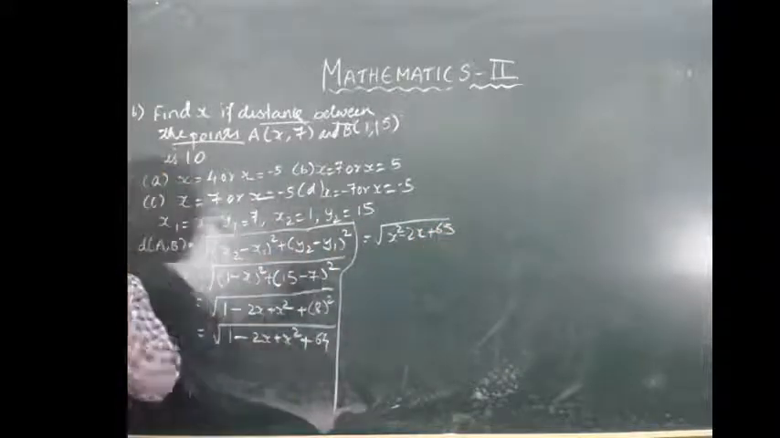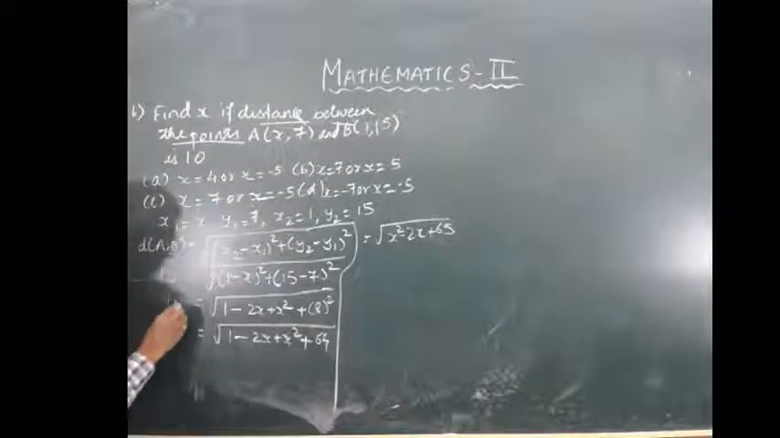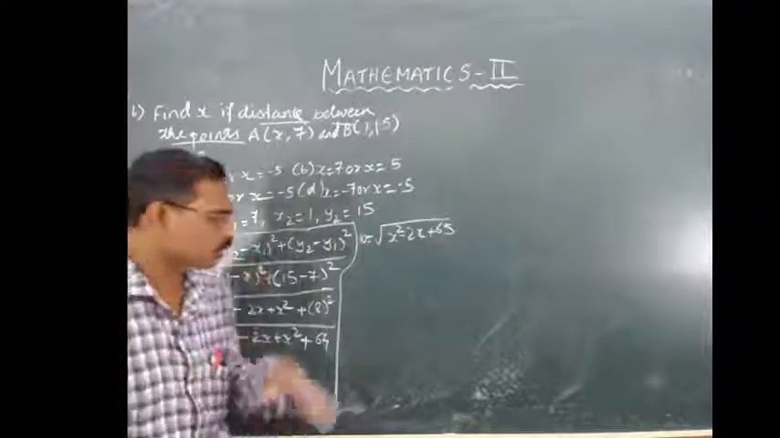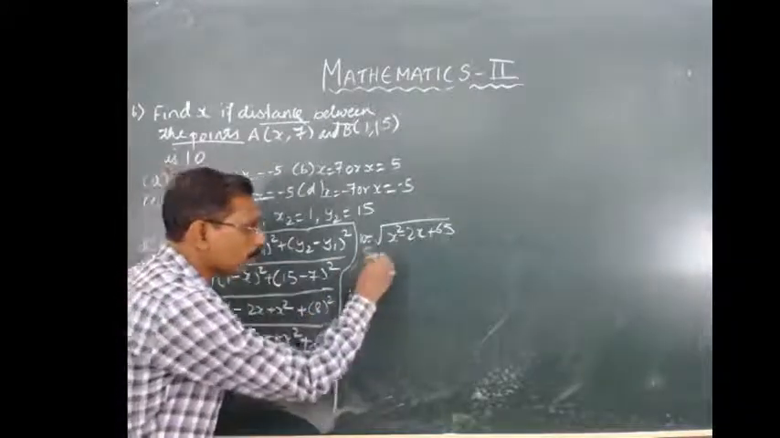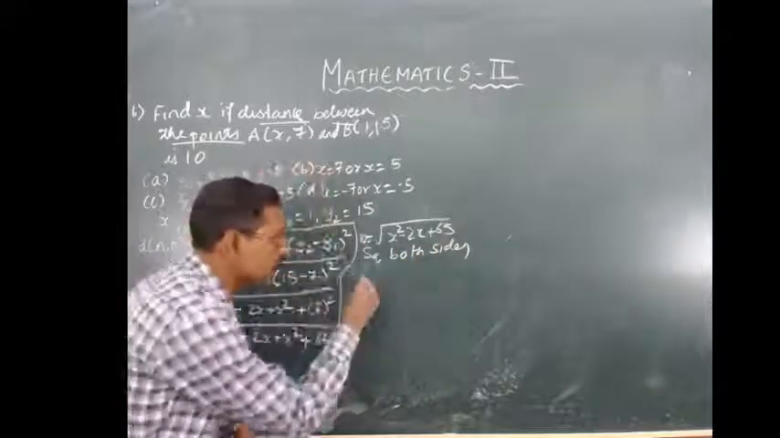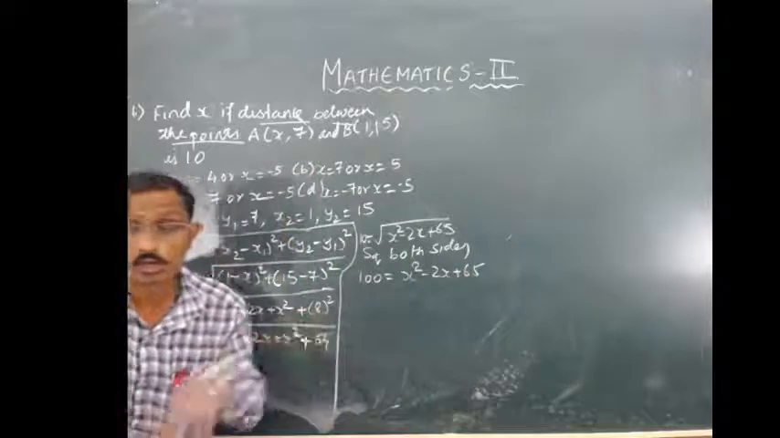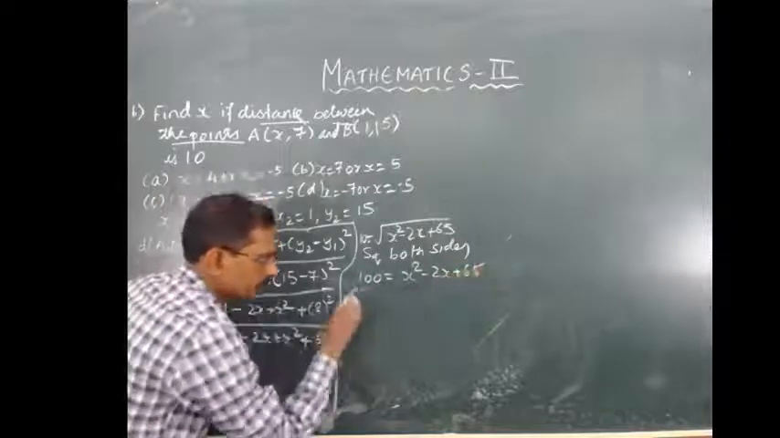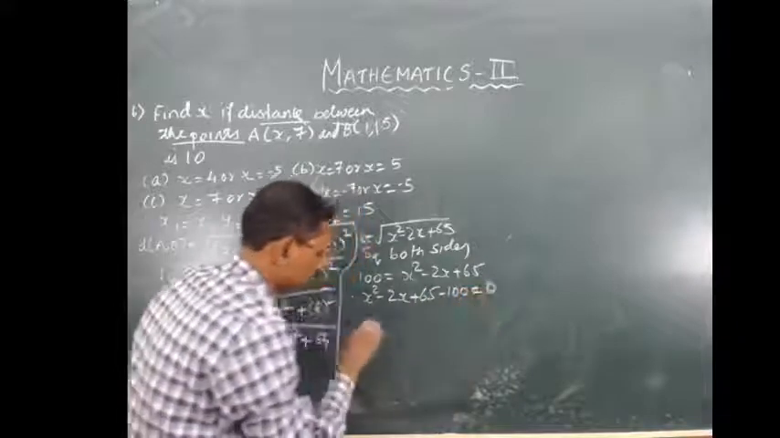And what is this distance AB? Our distance AB is given to us as 10. That means this is equal to 10. We write it at the last so that we are concentrating on this particular part; even if you write it first, there's no problem. Squaring both sides, the square root goes and 10 squared is 100, equal to x square minus 2x plus 65. Now I'll bring this 100 over here. Therefore, x square minus 2x plus 65 minus 100 is equal to 0.